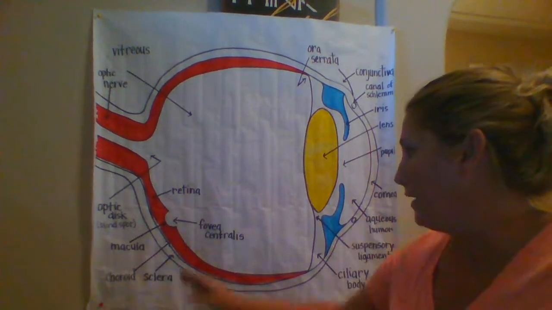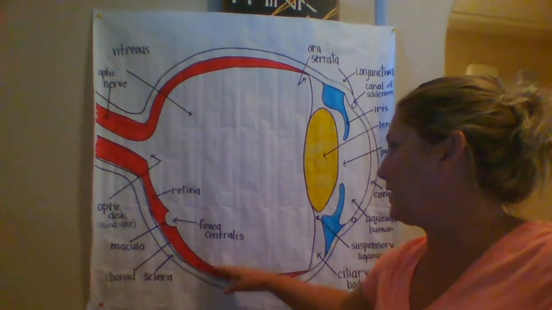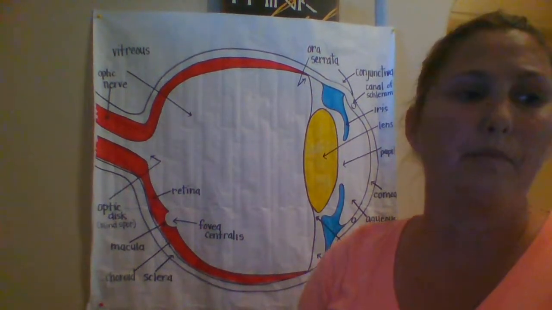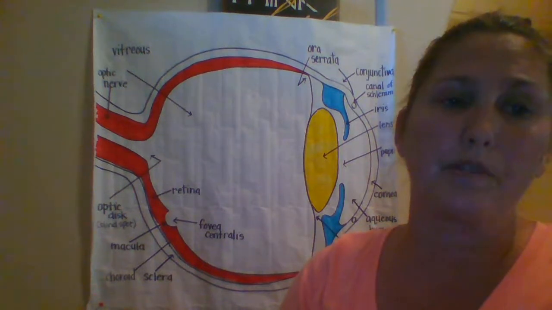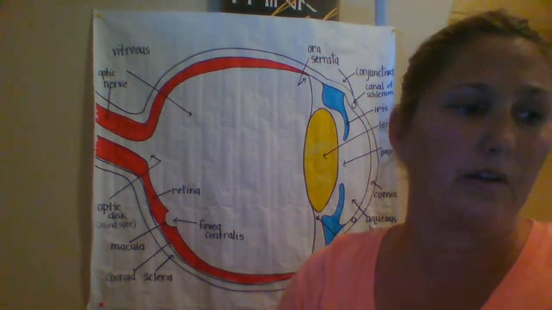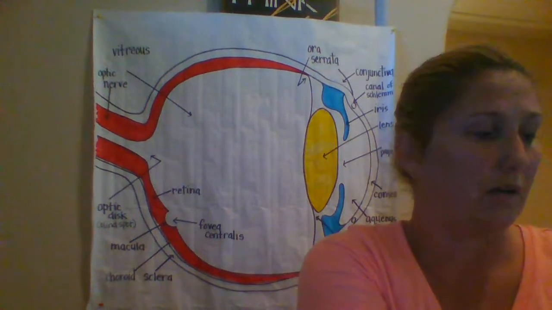The retina. The retina is a semi-transparent membrane. It is the innermost layer of blood vessels and nerves that serve as the eye's film, as you would say. It receives visual images and transmits signals to the optic nerve. Rods and cones are located here.